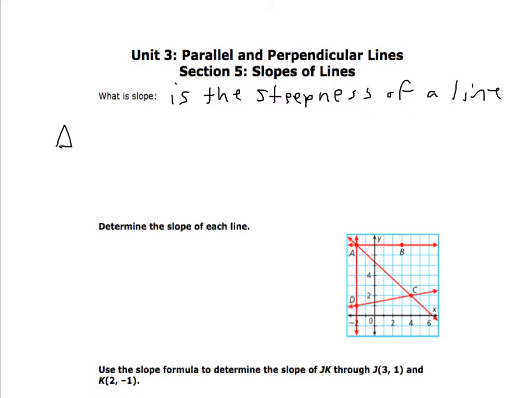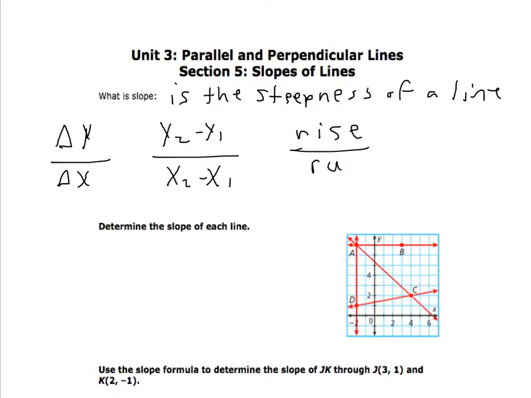First one would be change in y over change in x. You could write it as y2 minus y1 over x2 minus x1. That's your slope formula that we'll use here in a little bit. And another one that you could use that you're probably most familiar with is rise over run. Okay, you used that extensively last year. So we're going to use these different things to find the slope of each of the lines in the little figure below.